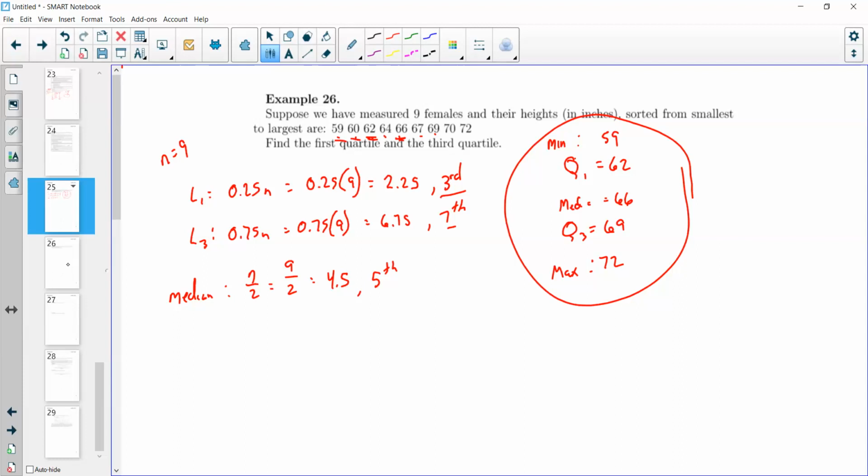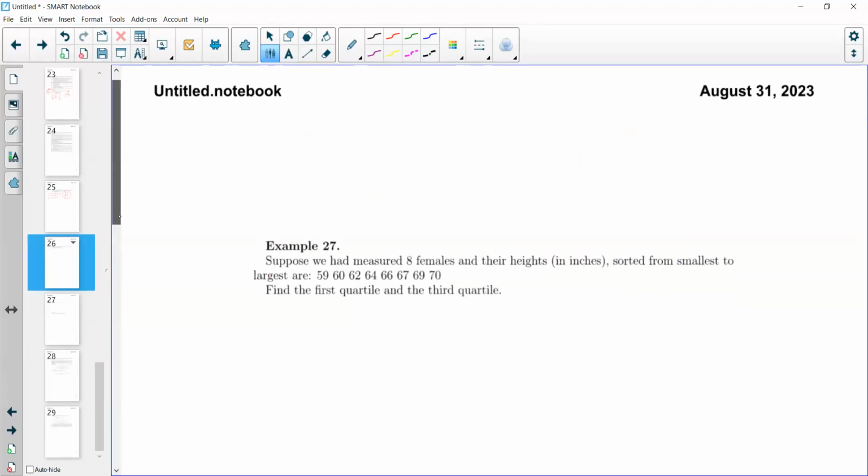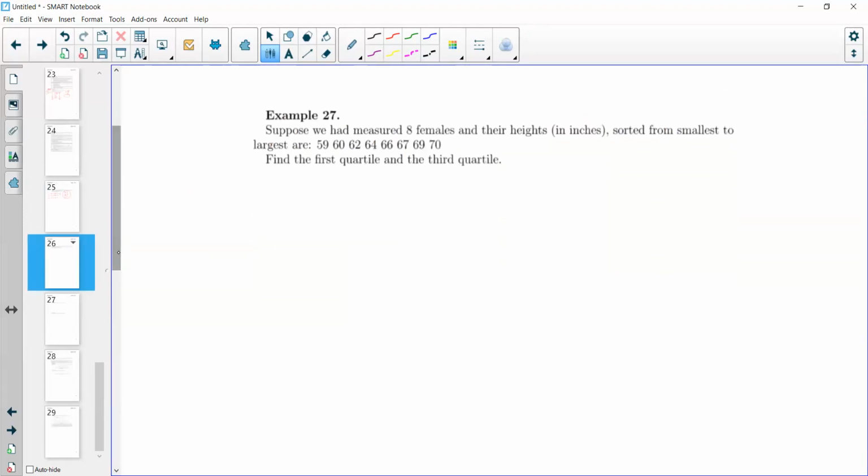All right, next one. Now we have 8 females. So n equals 8. And I think we'll go ahead and go through the same process. So let's go ahead and put it all over here. Min, Q1, median, Q3, maximum. So we can find the minimum and maximum real quick, right? What's the minimum? 59. What's the maximum?